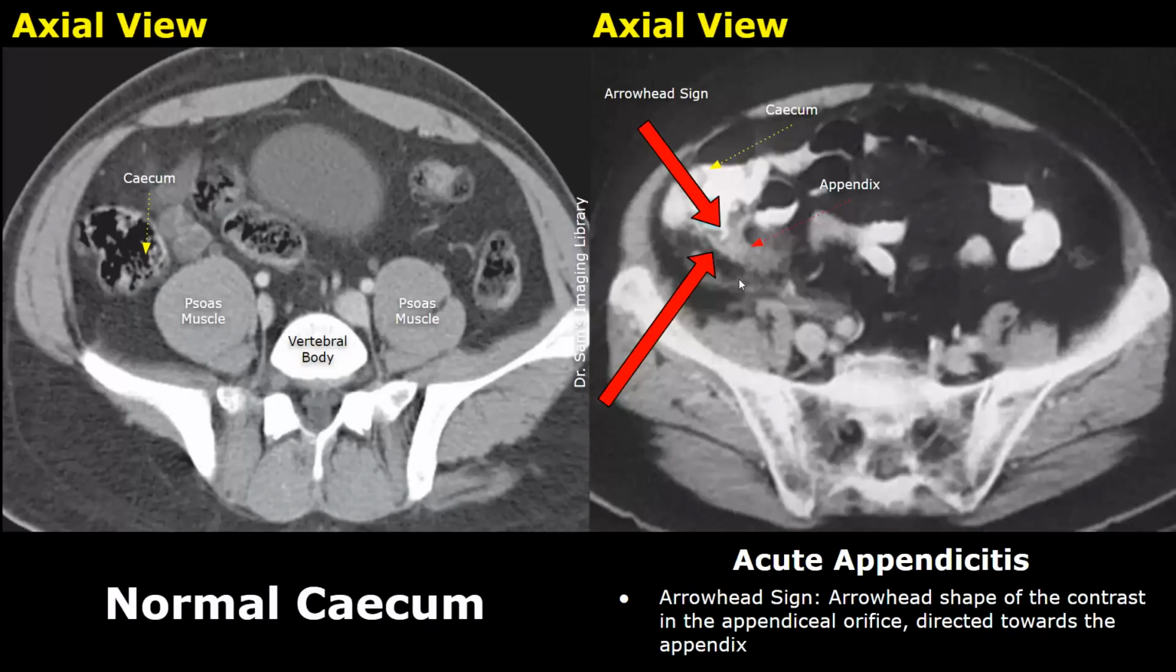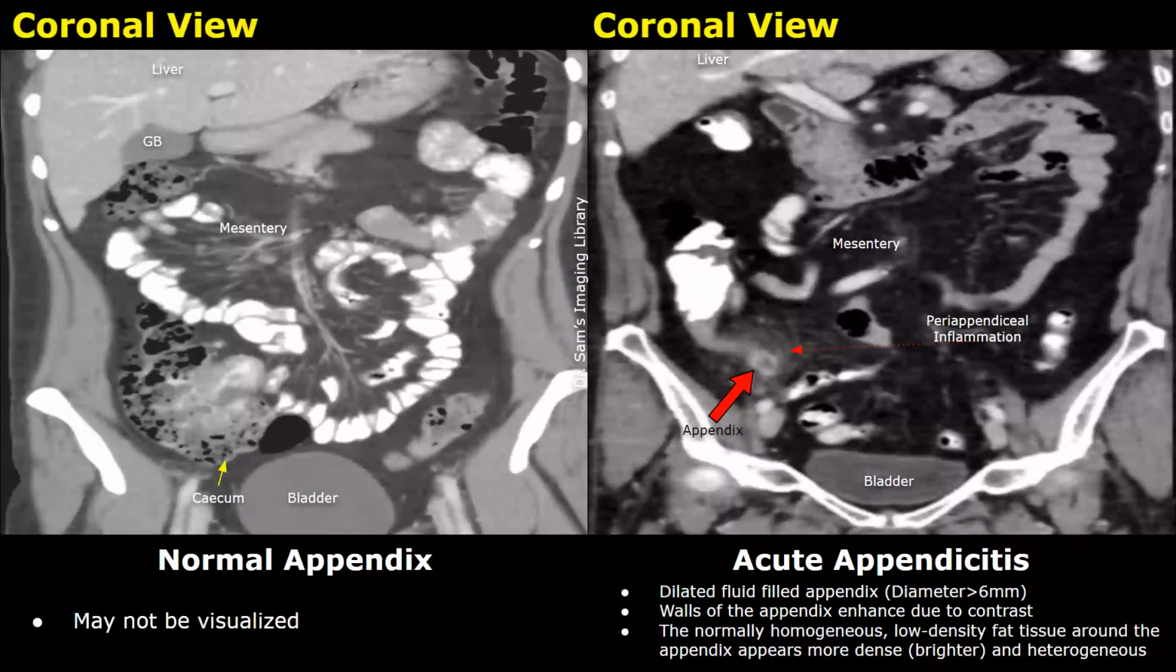The coronal plane is very helpful in viewing the inflamed appendix. Here in the normal image, we do not see the appendix. This is very common due to various reasons such as the variable location of the appendix, presence of bowel gases and fecal matter, which can hide the normal appendix. An inflamed appendix, however, is much easier to find.